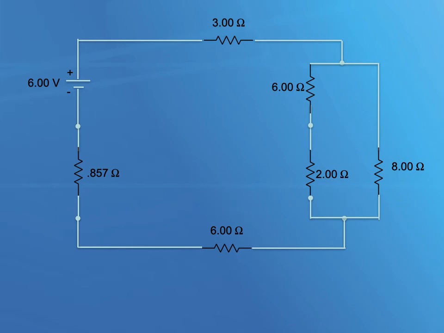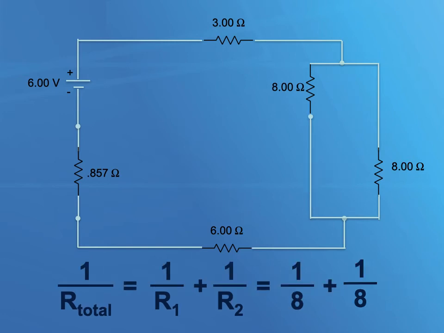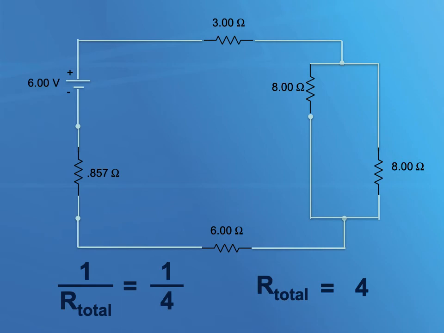Okay, now on that left side of the parallel circuit, we have a 6 ohm and a 2 ohm resistor. And remember, when they're in series, we simply add them together. So we add the 2 and the 6, and that gives us 8. 6 ohms plus 2 ohms is 8 ohms. So we now replace those 2 resistors with a single 8 ohm resistor. Okay, now we have an 8 ohm resistor on the left and an 8 ohm resistor on the right. So 1 over R equals 1/8 plus 1/8. 1/8 plus 1/8 is 1/4. And so the resistance total there is 4 ohms.